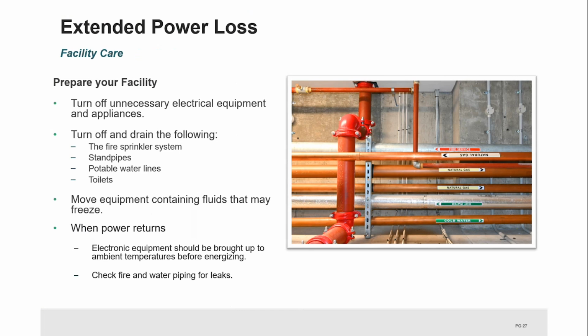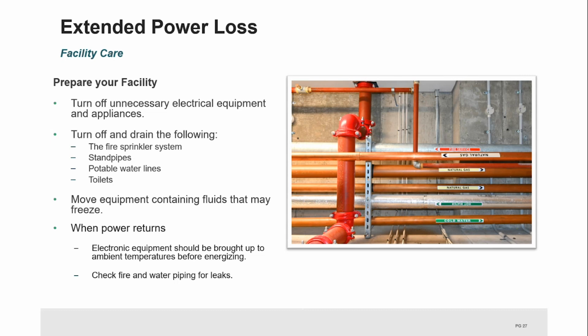In an event of extended power loss to a facility, certain precautionary measures must be taken by authorized personnel. Depending on the location and environment of the facility, determine which measure applies to your facility and include them in your emergency action plan. Turn off unnecessary electrical equipment and appliances because power restoration could cause a surge that damages electronics and other sensitive equipment.